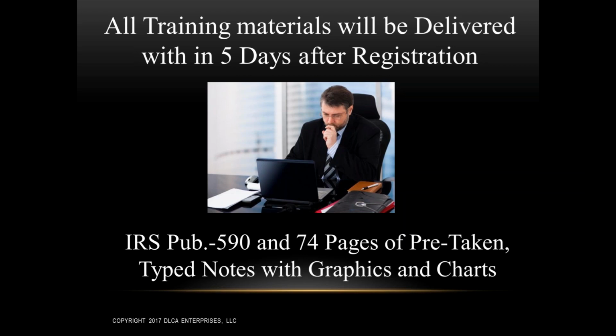Also, there are some training materials. They'll be delivered approximately 5 days after registration. That includes a publication 590. It's been highlighted. We tabbed it. We re-indexed it. It is a powerful sales tool for IRA distribution planning because it lets you prove that everything you say is absolutely factual. And you don't have to take a lot of notes when you go through the online course. We provide 74 pages of typed pre-taken notes. That includes typed notes, all the graphics, all the charts, all the sales techniques, so you have a hard copy of everything.